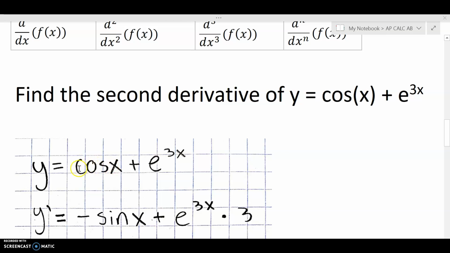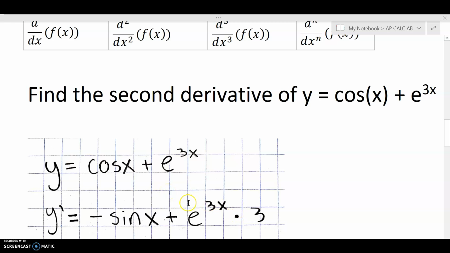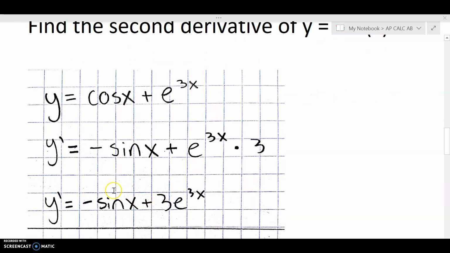So, of course, the derivative of cosine of x is negative sine x, and here we would apply chain rule. So, outer function, derivative of that is e to the 3x, and then the inner function's 3x, the derivative of 3x is 3, so this is what you should turn out with. If we simplify it a bit, bring this 3 up here, the final answer should be negative sine x plus 3e raised to the power of 3x.